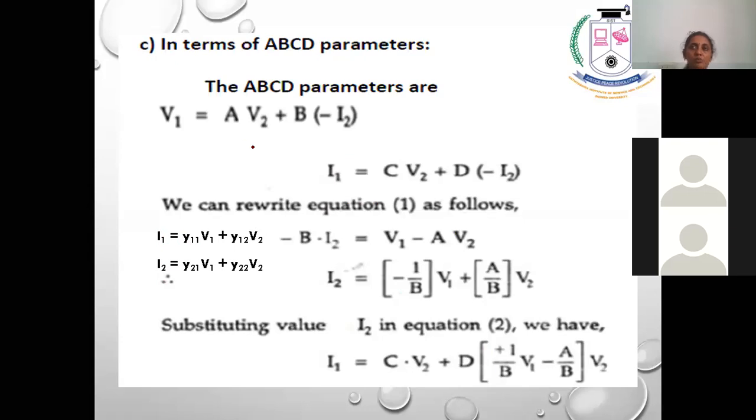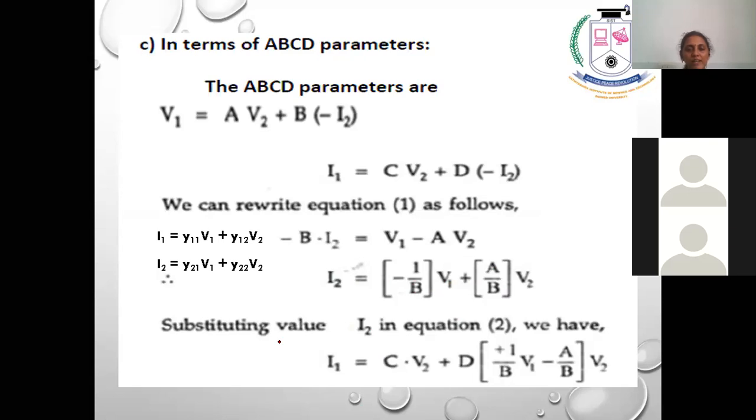You understand? Whichever is not the same, because if it is the same, we can substitute and compare. No issues at all there, right? So the other equation you will take. The other equation is V1 is equal to AV2 minus B into I2. Now when you rearrange this, you will have minus BI2 is equal to V1 minus AV2, or I2 is equal to minus 1 by B into V1 plus A by B into V2.